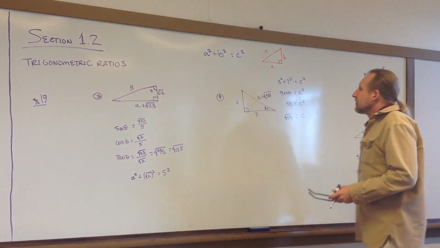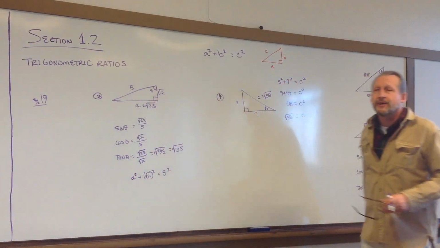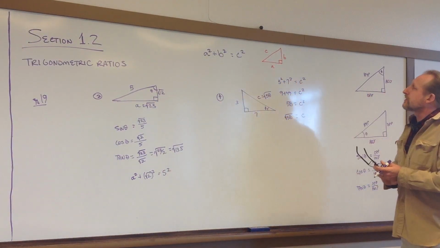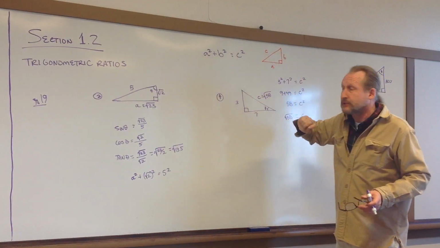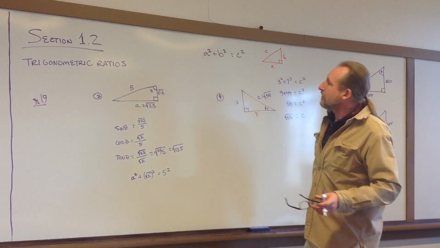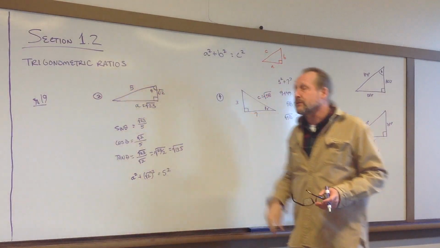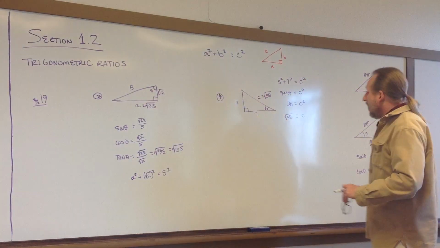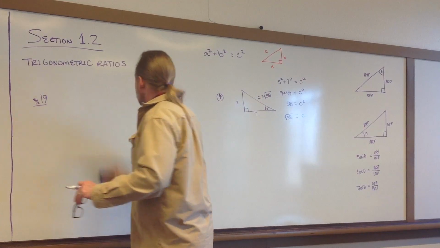I often see students just take whatever two values are available and throw them in there for a and b. You really need to understand the difference between the values for a and b and the value for c. c is always the hypotenuse, which is always the longest side of the triangle and is always across from the right angle. All right, let's look at a couple more of these.